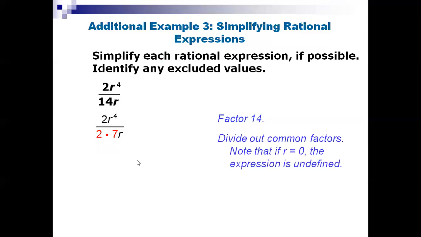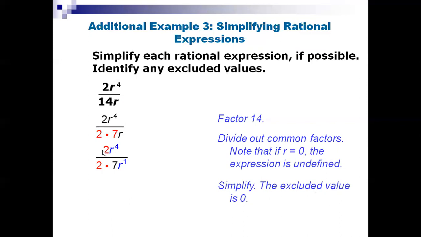The next step, divide the common factors. Note that if r is equal to 0, the expression would be undefined. So therefore, that r is your excluded value. Further, we simplify this one and then find the excluded value.